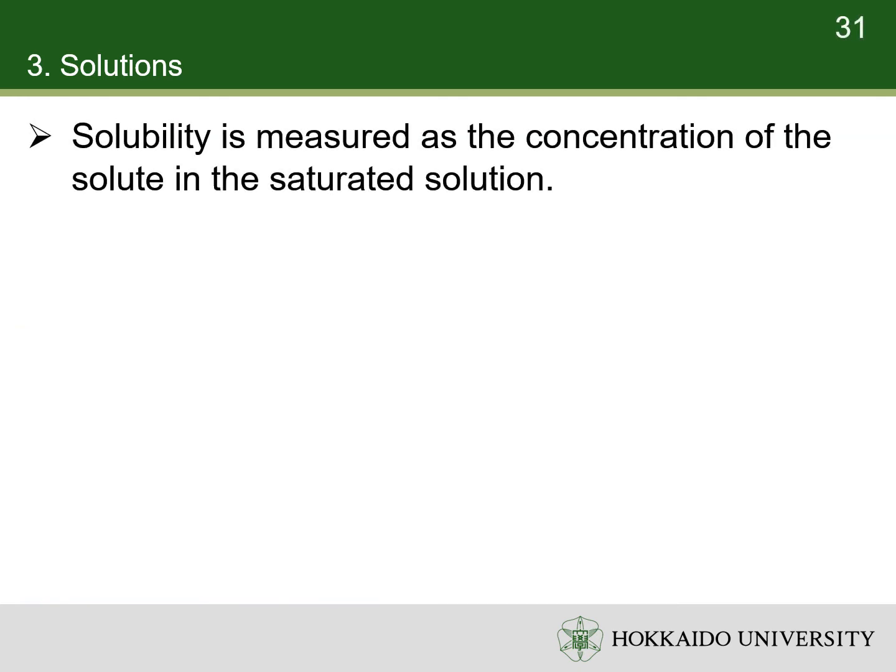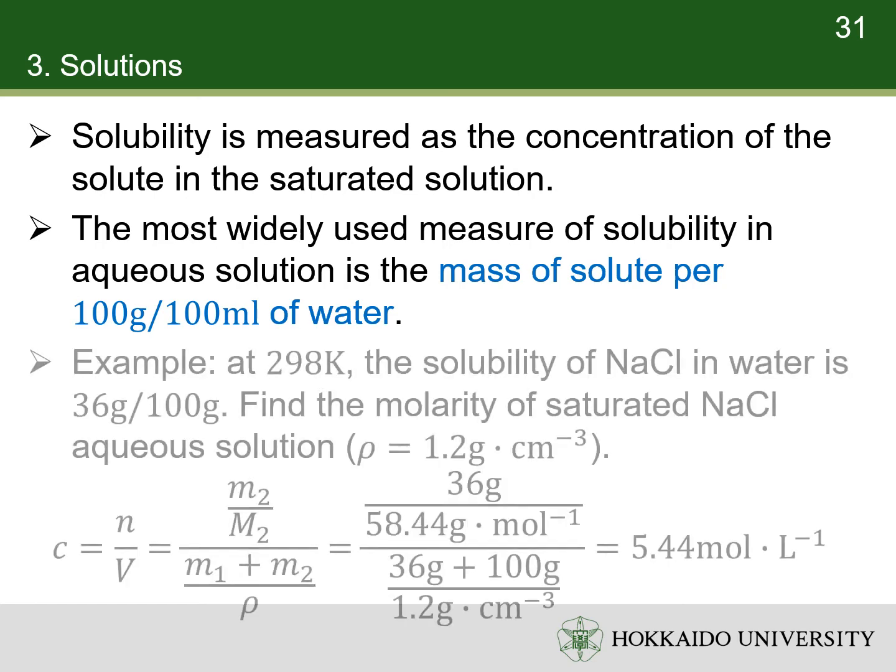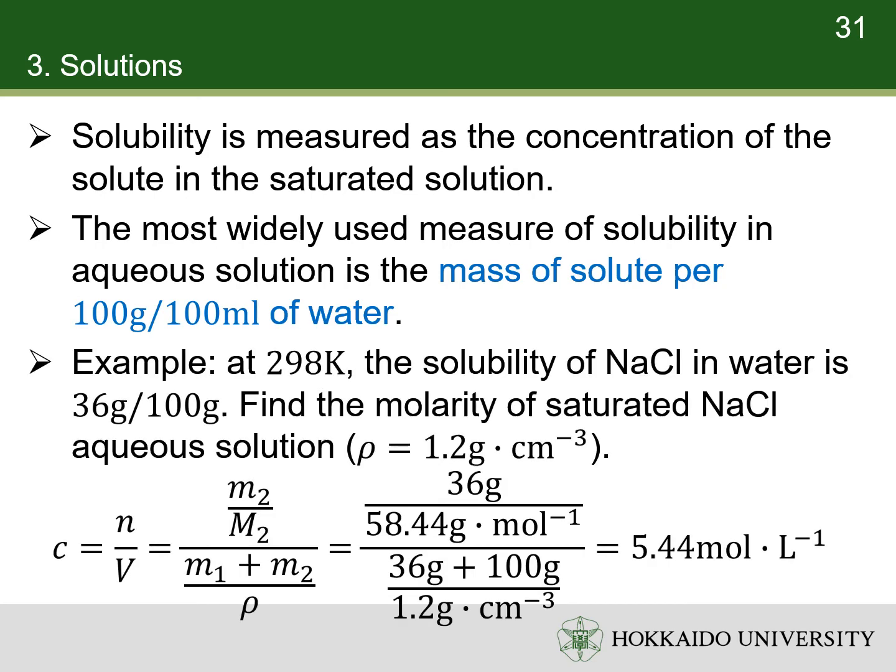Solubility is measured as the concentration of the solute in the saturated solution. Since there are various ways to measure concentration, there are also various ways to measure solubility. The most widely used measure of solubility of aqueous solution is the mass of solute per 100 grams of water. Since the density of water is 1 gram per milliliter, the solubility can also be measured as the mass of solute per 100 milliliters of water. The values are the same. Please check the following example of the calculation of the concentration of saturated sodium chloride aqueous solution.